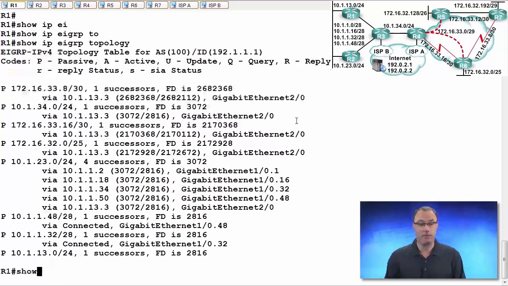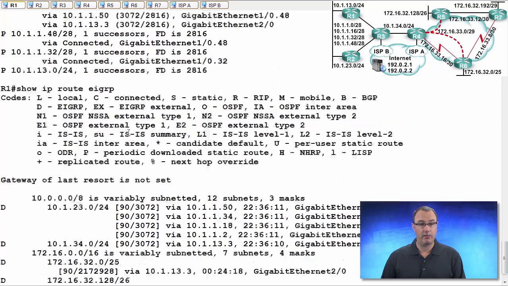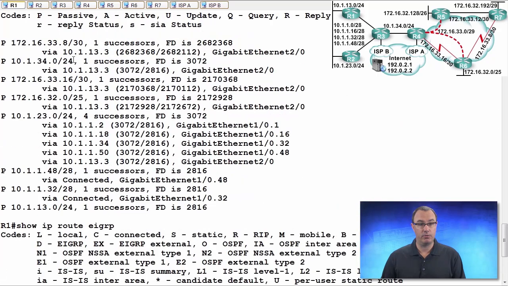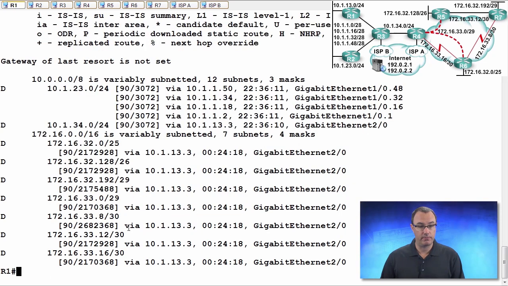Well, let's do a show IP route EIGRP, and what was that network that we were looking at? It was the .8. It was one of our WAN links right over here between R6 and R7. So I'm going to look for that network. Yep, same value. It's a large value. It's a 32-bit value.